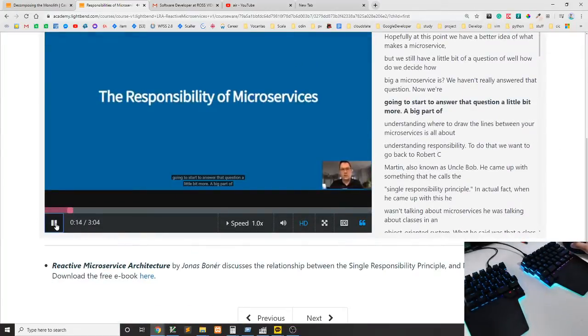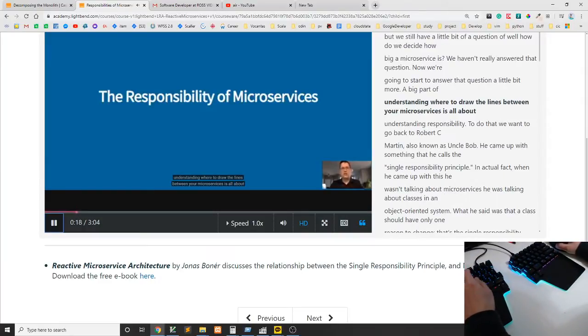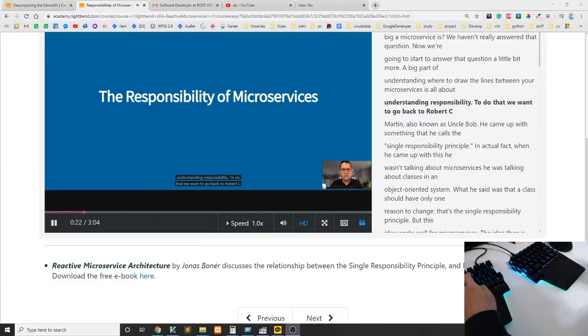that question a little bit more. So a big part of understanding where to draw the lines between your microservices is all about understanding responsibility.